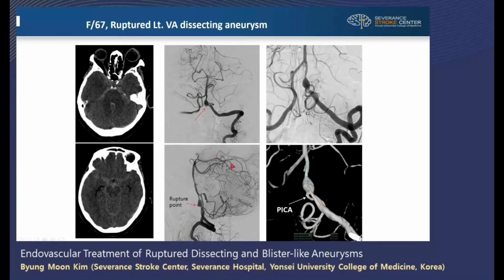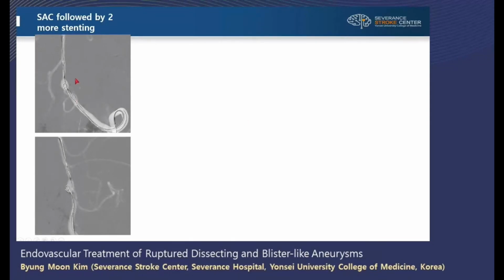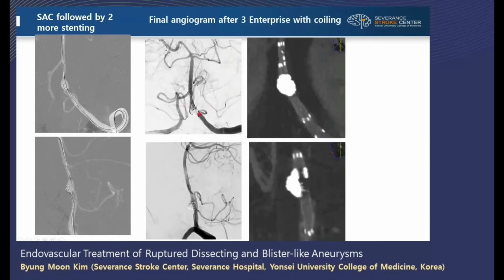Now, let me show you my recent strategy. This is a ruptured dissecting aneurysm. Here may be the rupture point, and the PICA origin is involved. This is a jailed microcatheter. Firstly, I deployed a stent with jailing of the microcatheter, and coiling was performed, and then 2 more stents were deployed in an overlapping manner. So this patient was treated with triple overlapping stents with coiling.